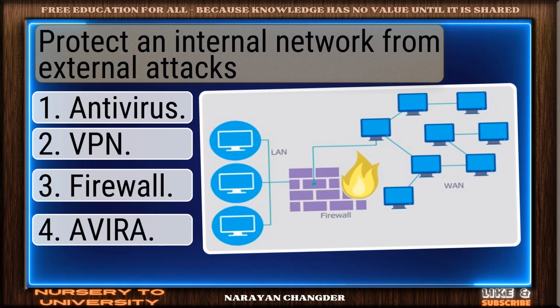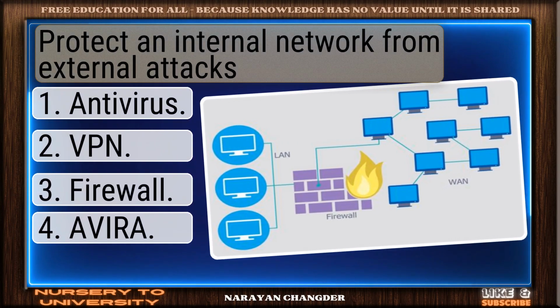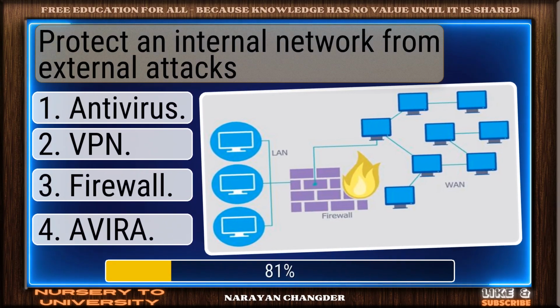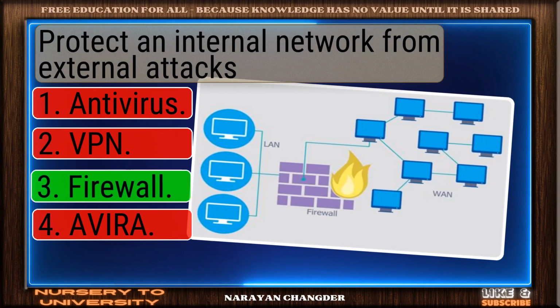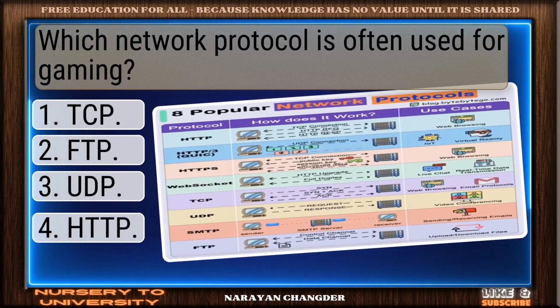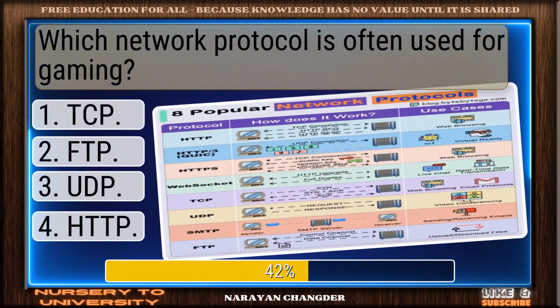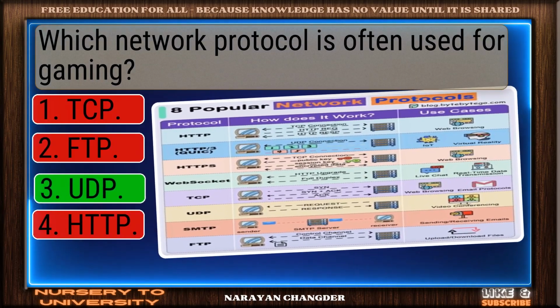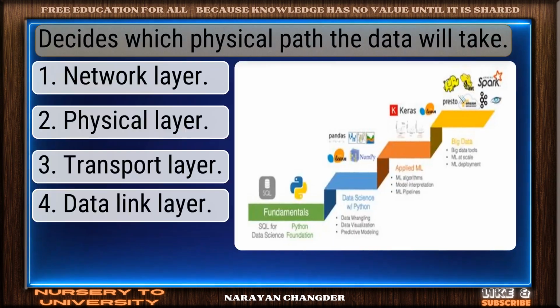Question number 31. Protect an internal network from external attacks. Correct. Firewall is the right answer. Question number 32. Which network protocol is often used for gaming? Nice selection. UDP is the correct and valid answer.